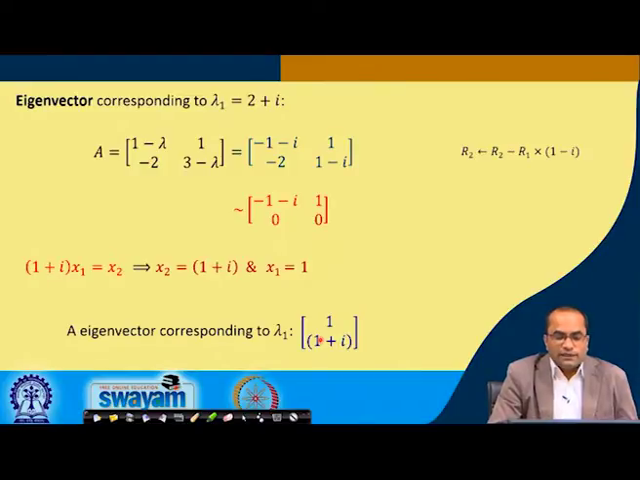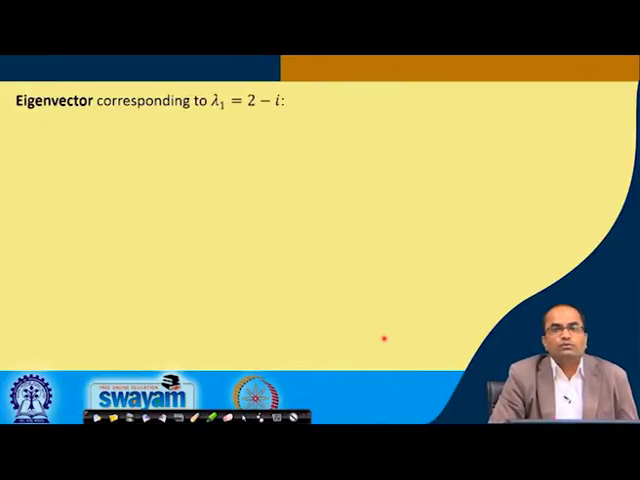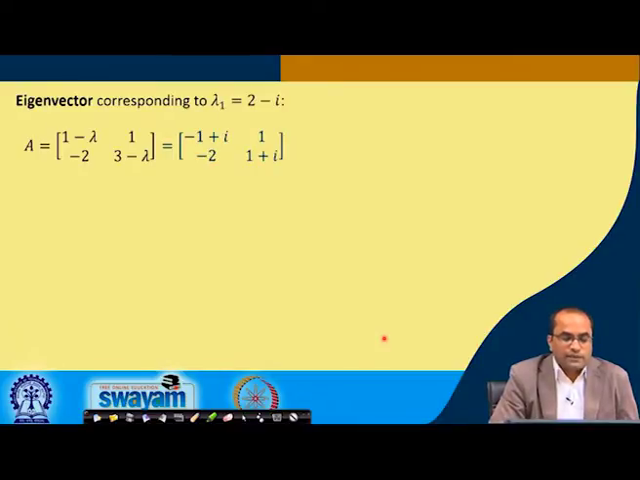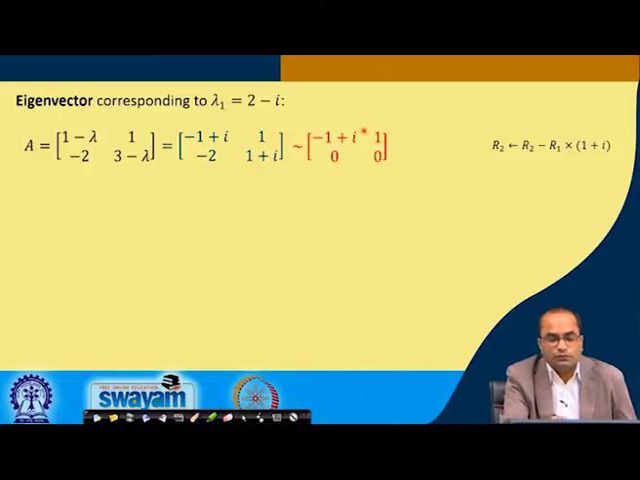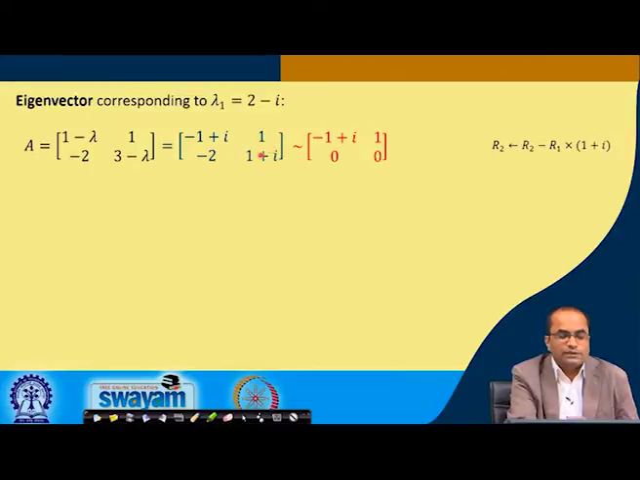The same calculation we can repeat for the other root, which was 2 minus i. This is our matrix now for this system of equations, and by using the row transformation R2 minus R1 multiplied by 1 plus i, again the same situation arises. When we multiply by 1 plus i, we again get this minus 2 there, and here 1 plus i. When we subtract, this second row will become 0.